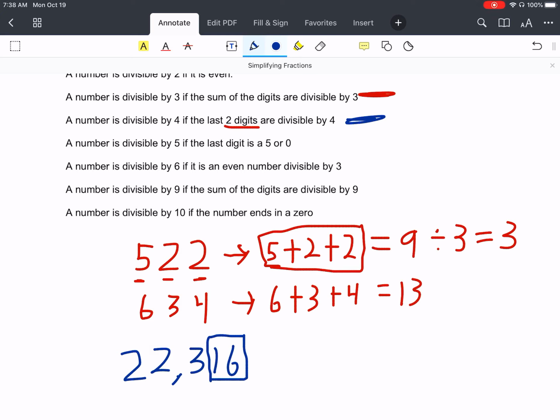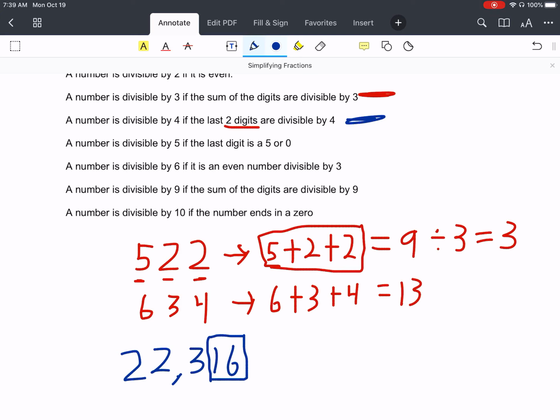A number is divisible by 5 if the last digit is a 5 or 0. A number is divisible by 6 if it is an even number divisible by 3. So if you use our trick to figure out if a number can be divided by 3 and the number is even, that means it is divisible by 6.